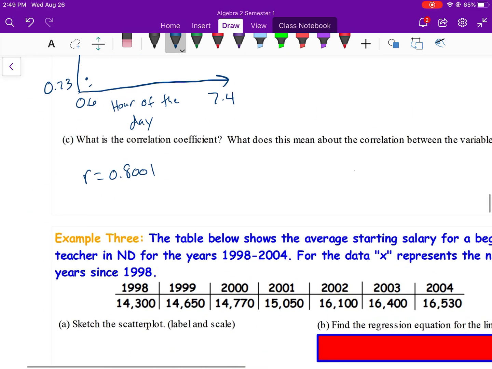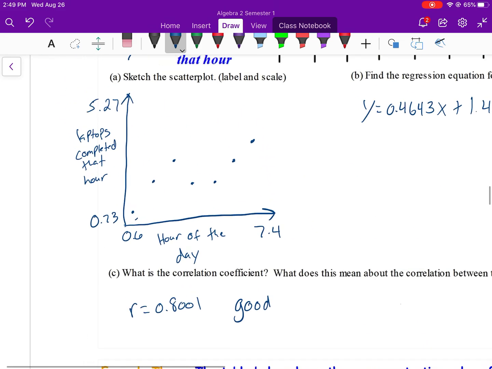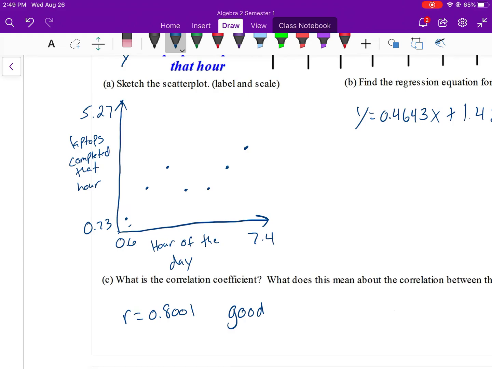So we got a good fit, and then we also have that positive and negative correlation. Just looking at the scatter plot, you can tell as we go right, we go up. So as X increases, Y is also increasing, so we have good, positive correlation.